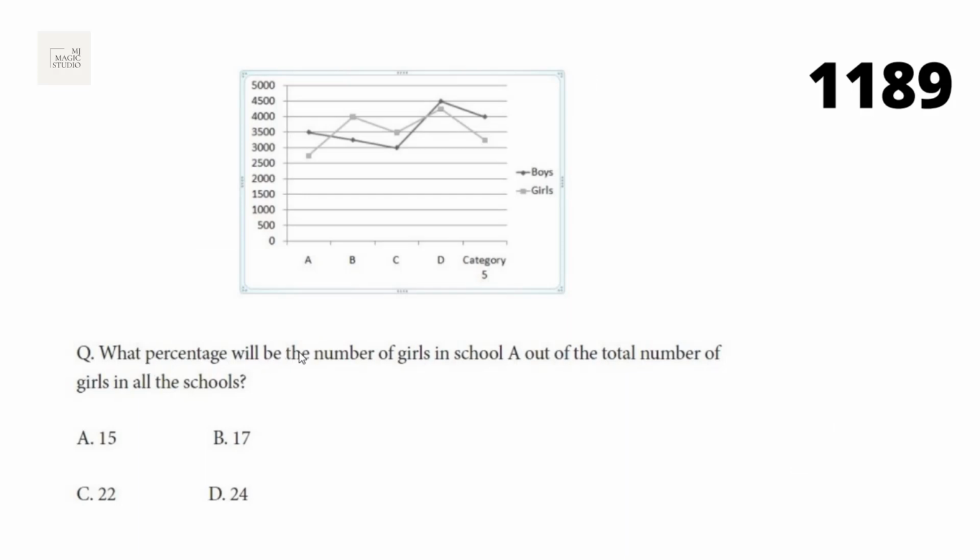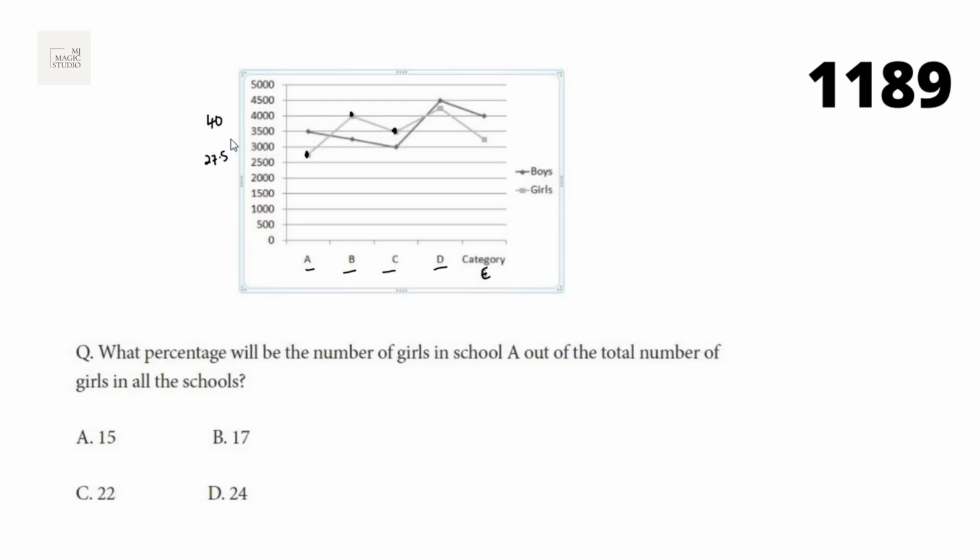What percentage will be the number of girls in school A out of the total number of girls in all the schools? Okay, so these are schools A, B, C, D, E. This is a line diagram where the light colored one showcases the number of girls in A. That would be midway between 25 and 30, let's call it 27.5. Then this is B at 40.